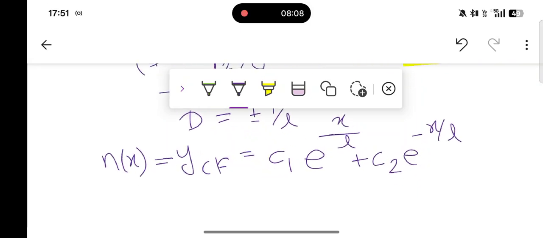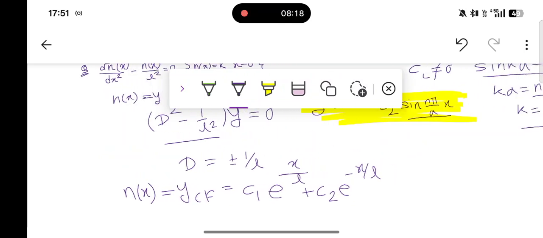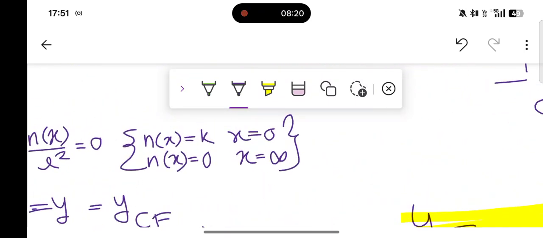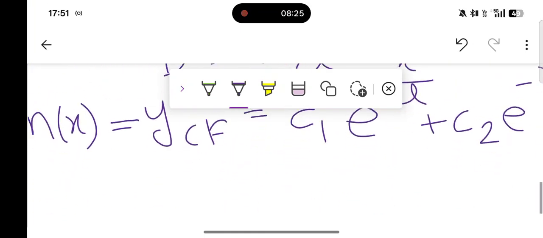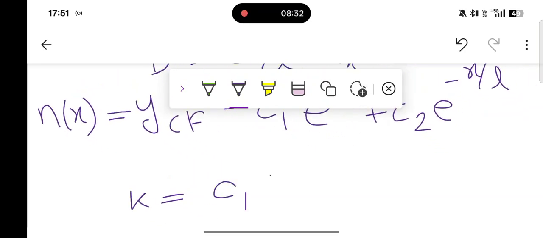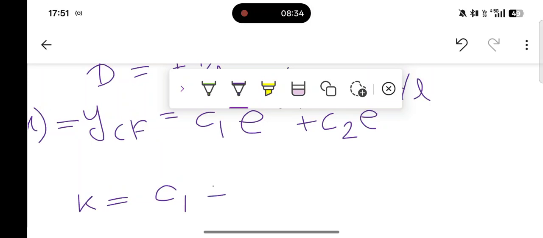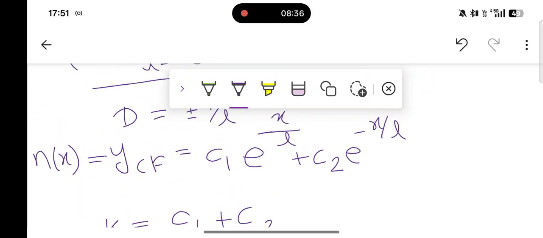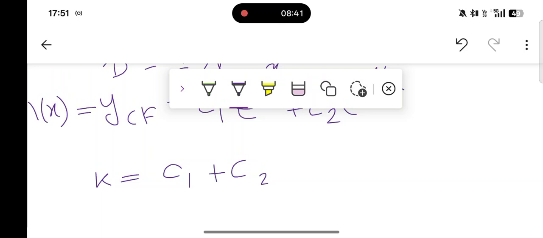Now I am using the boundary condition. In that case it is a boundary condition because t is not mentioned, it is not an initial condition. Hopefully you can understand. Now what is the boundary condition? Boundary condition is when x is equal to 0, nx will be k. Very nice. Now k will be equal to c1, x is 0, so this will be c1 plus c2, right? X is 0, so this will be e to the power 0 and e to the minus 0. So c1 plus c2 is k. Nice.